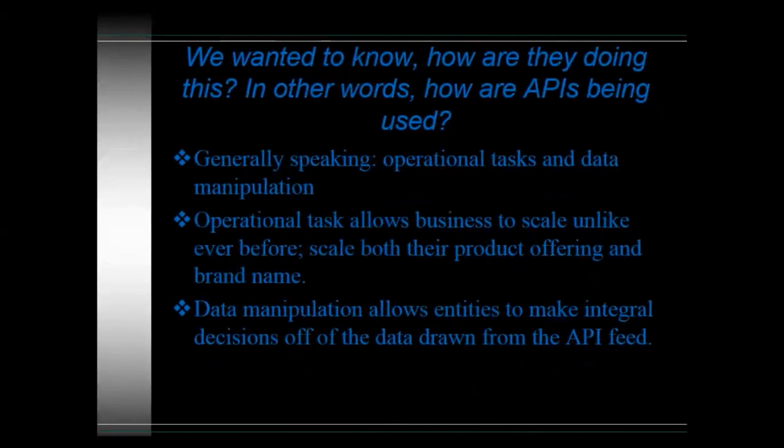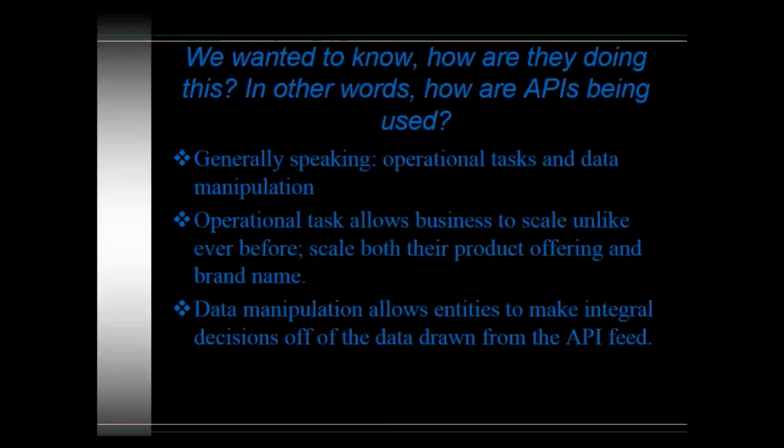So we want to know, how are these companies doing this? How are APIs being used? Generally speaking, from all of our research that we conducted, we broke it down into two different main areas. And this is kind of the paradigm that makes up APIs: operational task and data manipulation. And in this data-driven economy, a lot of what APIs are used for comes back to the data that they retrieve.